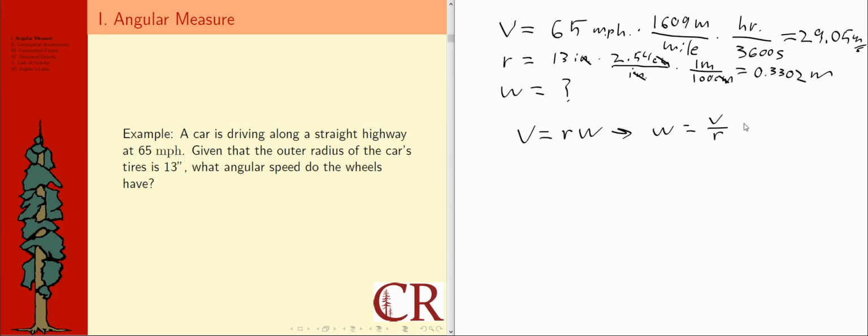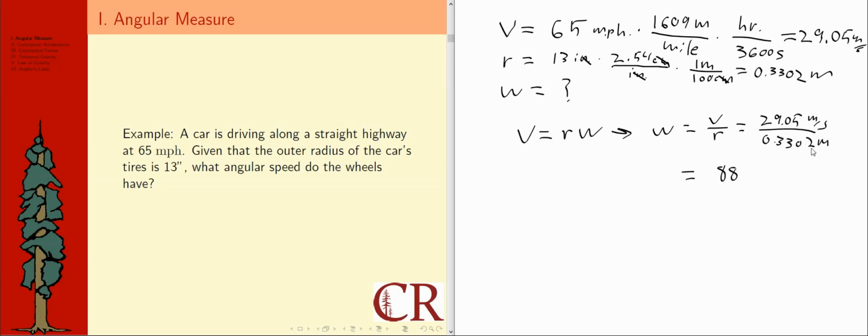Anyways, at this point, I think it makes sense that I could take those 2 numbers and plug in 29.05 meters per second for V, divide that by the 0.3302 meters for the R, put that into my calculator, and I get 87.98, etc. So since we're going for a 2 sig fig answer, I think that's going to be 88.